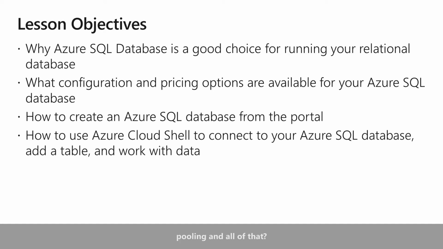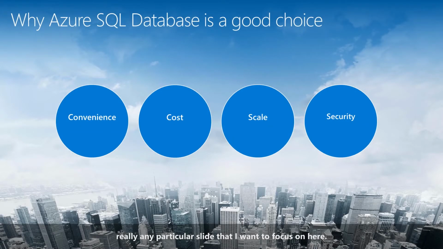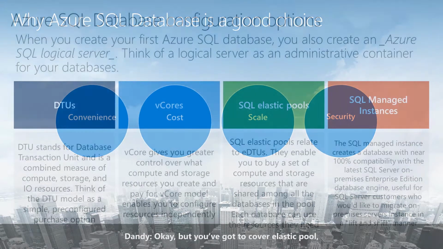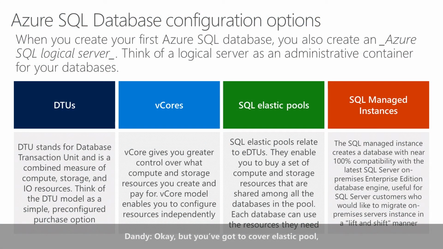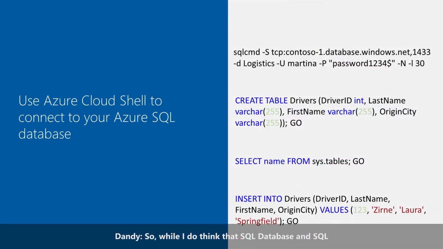And are we tackling things here like elastic pooling and all of that? Yeah, so we call out the options in the configuration and pricing options, but I didn't go too deep because that's coming up with the SQL migrations course that we're coming up with. So really, there's not any particular slide that I want to focus on here. Yeah, but you got it covered. Elastic pool, managed instance. Exactly. And then creating the database itself and using the Cloud Shell to actually write in commands. So while I do think that SQL Database and SQL Data Warehouse is important, of course they are.